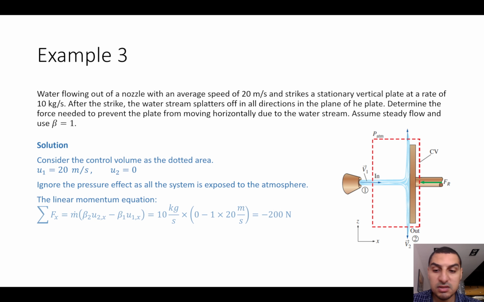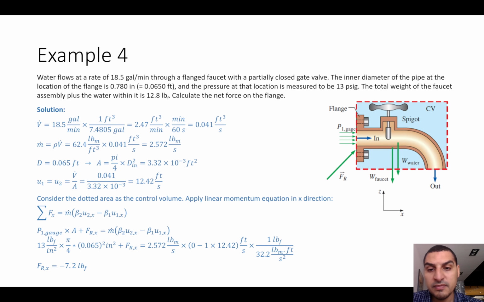So the equation will end up being the summation of forces in x direction is 10 times 0, which is the exit velocity, since there is no exit velocity in x direction, minus 10 times 20, so it's negative 200 newtons. And the force that we have is the reaction force in the negative x direction, so it's negative Fr, so Fr is 200 newtons. So it's a simple problem. Of course, we didn't include the exit velocity because it's not in x direction. If we write the equation in the y direction or the z direction, these velocities would be included.